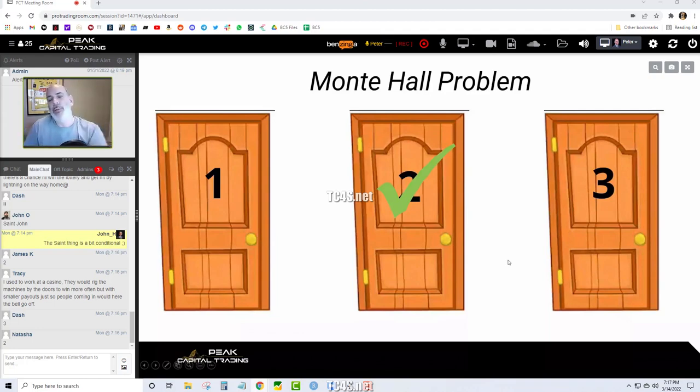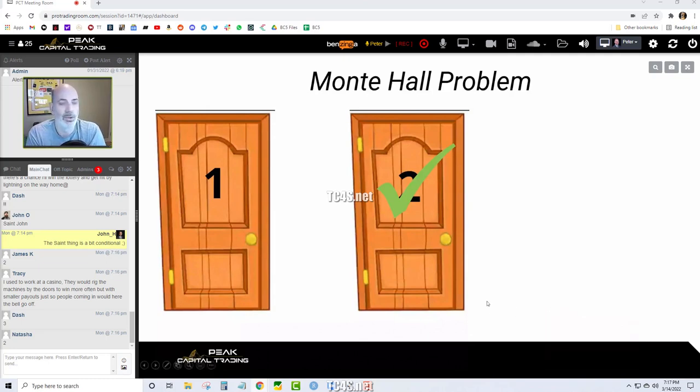Now, I'm going to play Monty Hall, the host, and I know where the car is. So what I'm going to do now is eliminate one of the doors. I'm going to knock out a door with a goat behind it. I'm going to eliminate door number 3. So that's going to leave you with 2 doors.